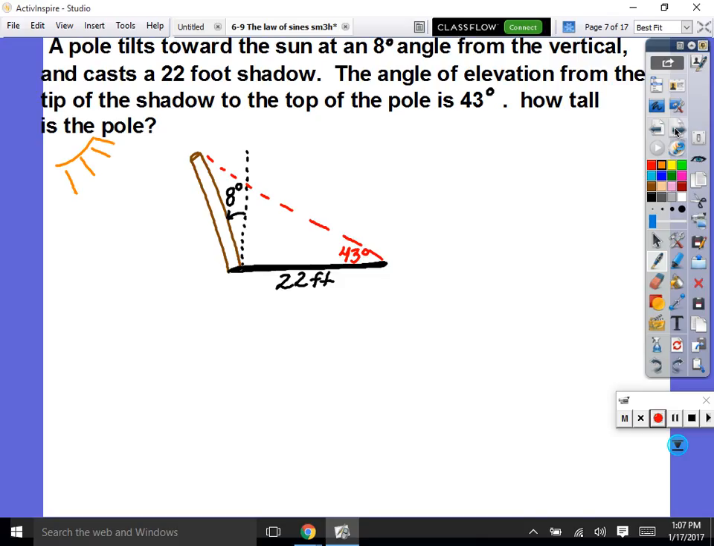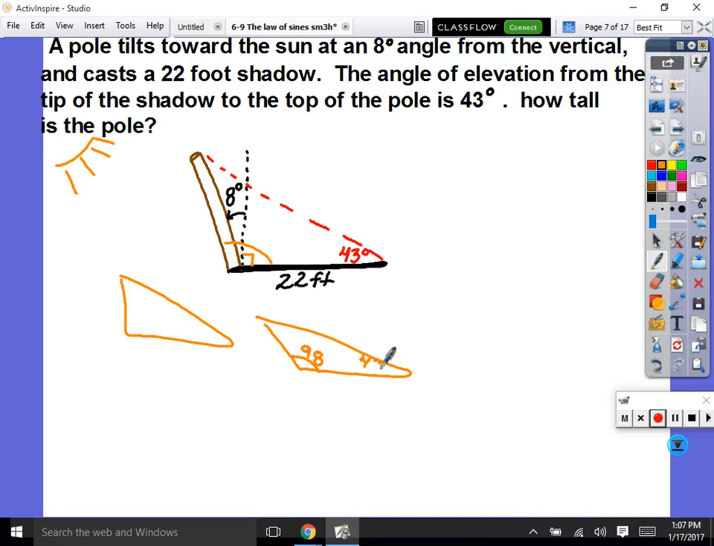The angle of elevation from the tip of the shadow to the top of the pole is 43 degrees. How tall is the pole? So if this is my vertical and it's tilted 8 degrees away from the vertical, this is 90, just from there to there, right? So if I drew in my new triangle, what I'm really looking at is a little bit more like that. This is going to be what angle? 98 degrees. So it's a non-right triangle.